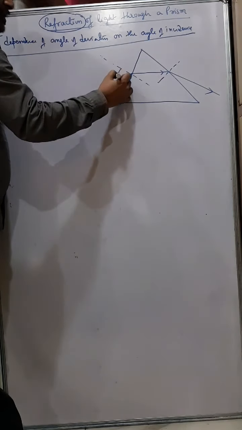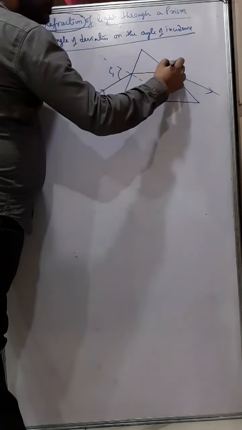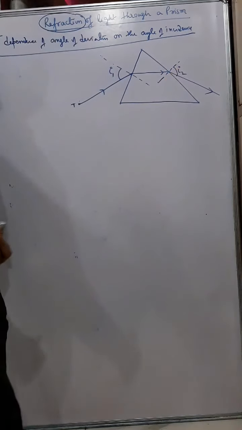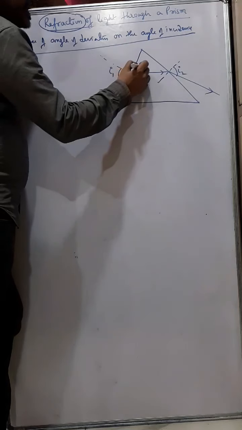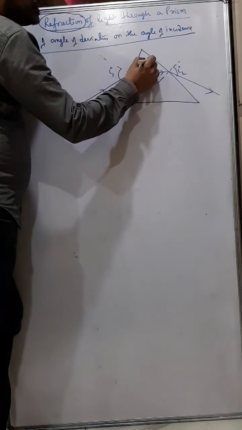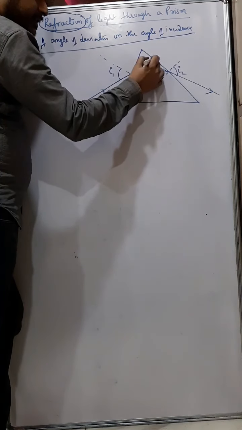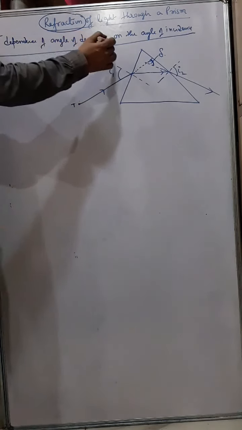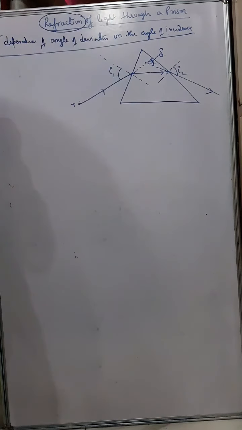And suppose this is a particular angle of incidence, this is the particular angle of emergence, and this is the angle of deviation. Now how does this angle of deviation depend on the angle of incidence?